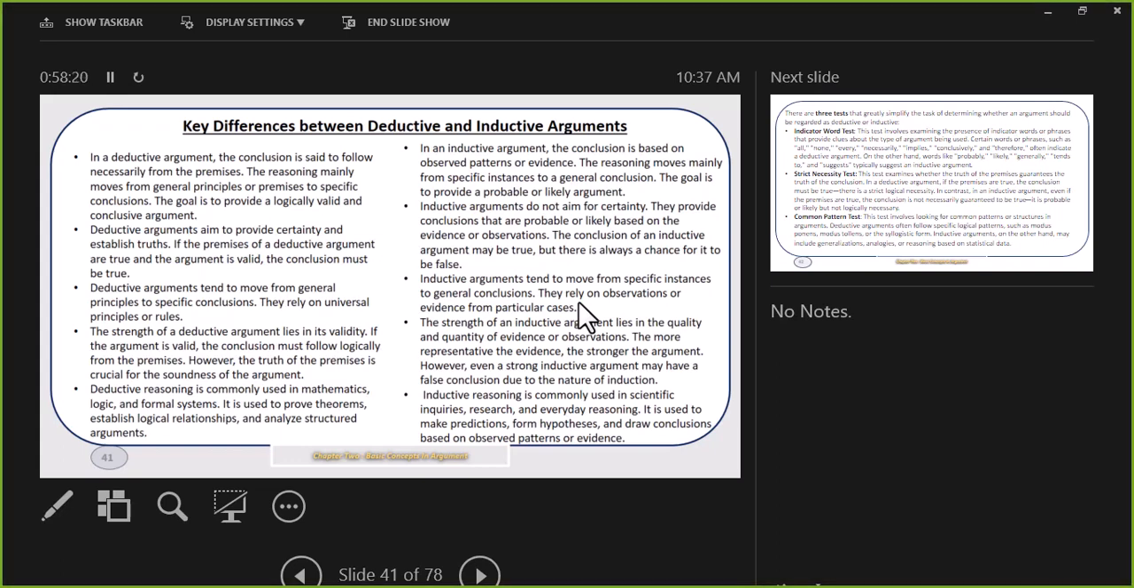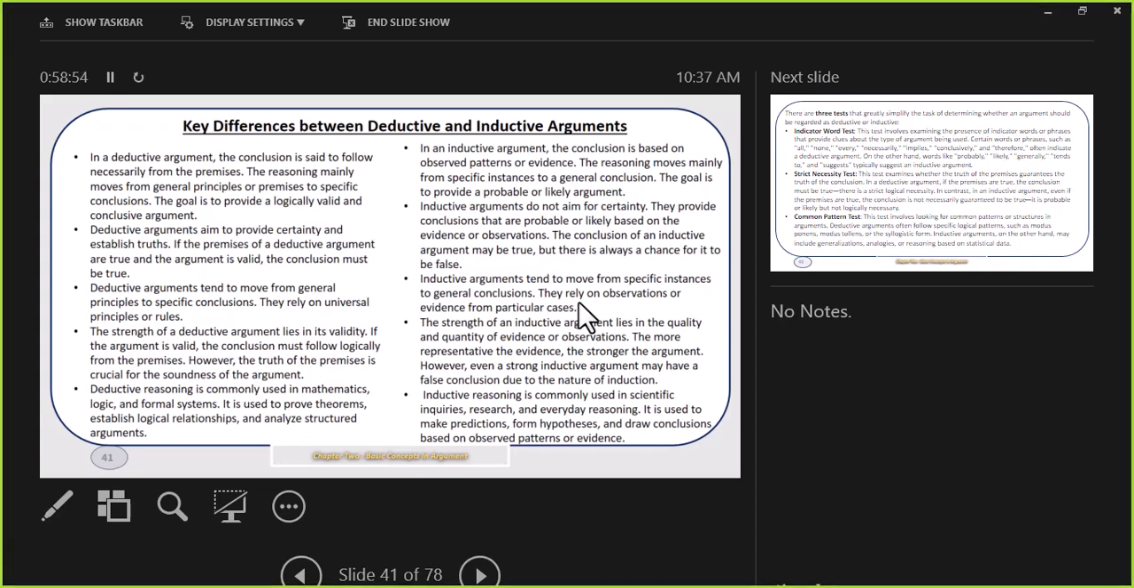Deductive reasoning is commonly used in mathematics, logic, and formal systems. It's used to prove theorems, establish logical relationships, and analyze structured arguments. Whereas inductive reasoning is commonly used where? In our everyday reasoning, in scientific inquiries, research. It is used to make predictions, form hypotheses, and draw conclusions based on observed patterns or evidence, right? Inductive reasoning is what we mostly encounter in our everyday reasoning, but it suffers from certain epistemological predicaments.